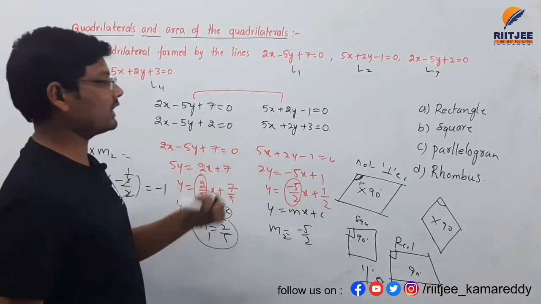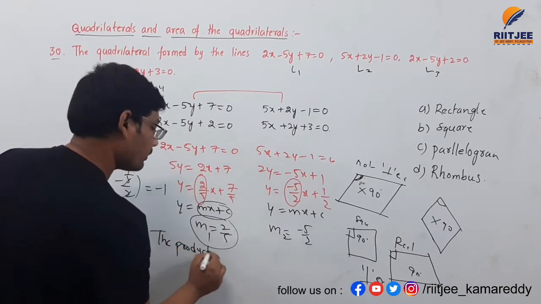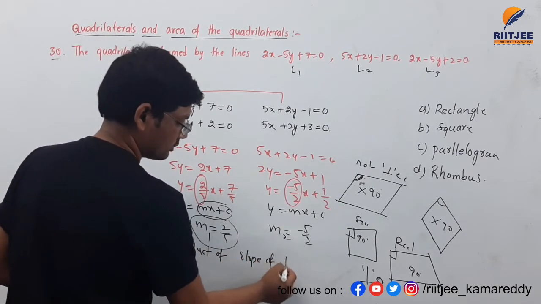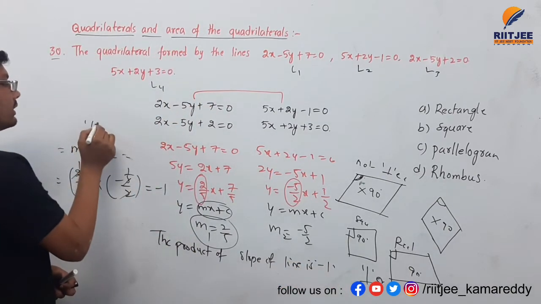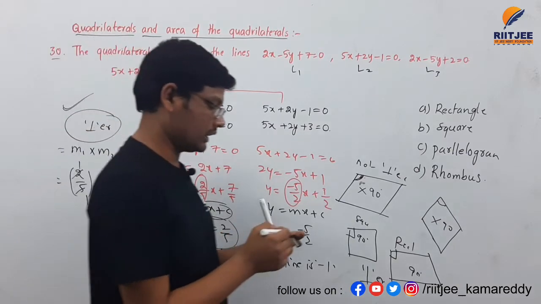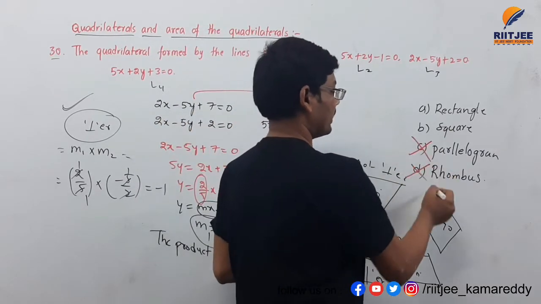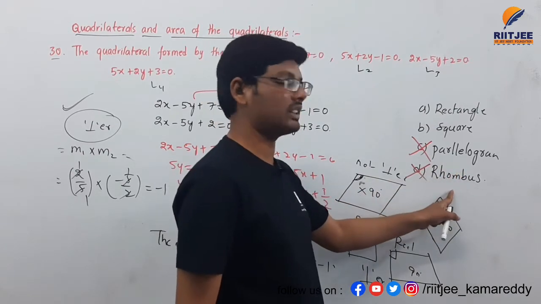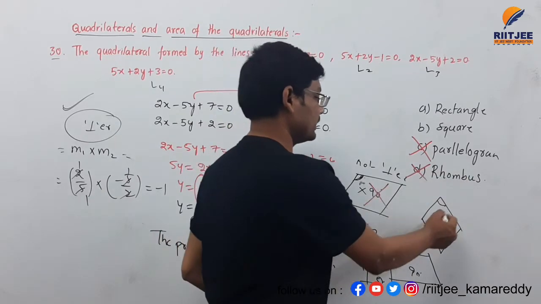If the product of slopes of lines is minus 1, then they are perpendicular. This is the most important one. According to this point, they are perpendicular, so these two options are cancelled. Why? Because a parallelogram is not having any 90 degrees and a rhombus is also not having any 90 degrees between two sides. So this is a wrong answer, this is a wrong answer.